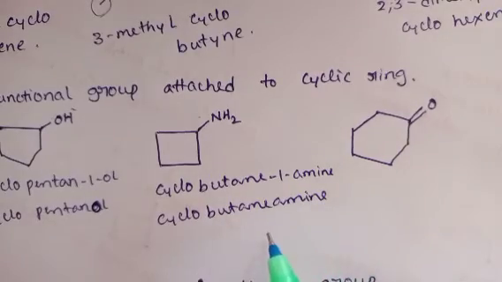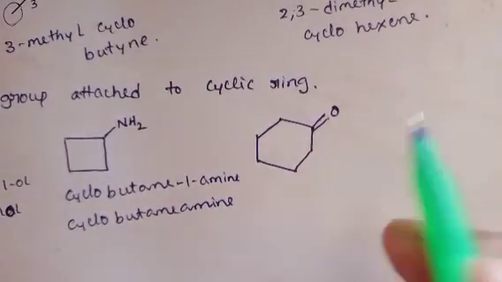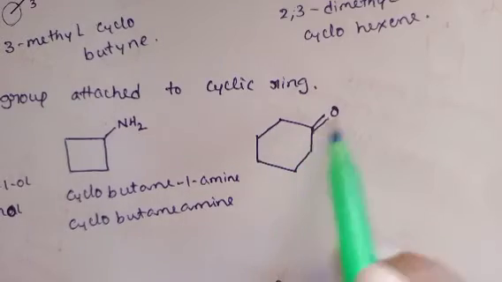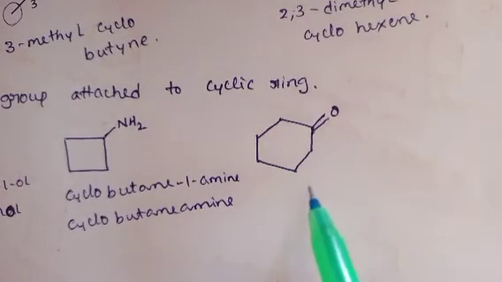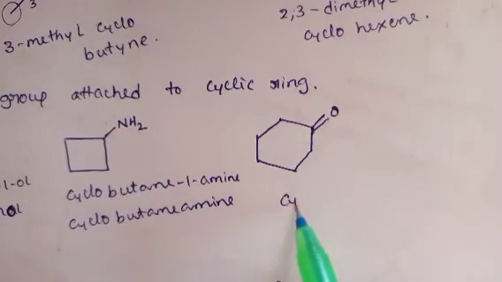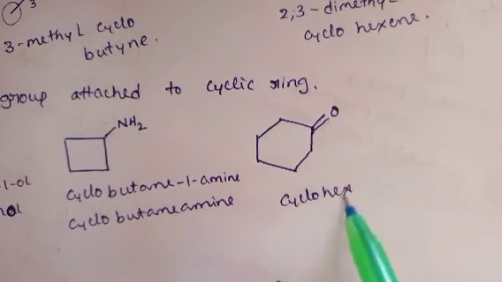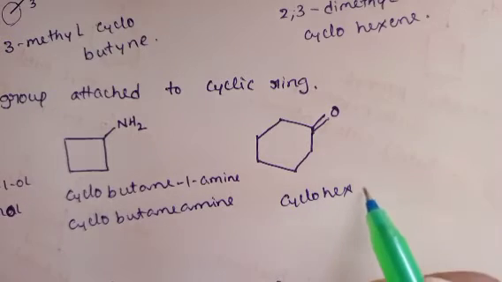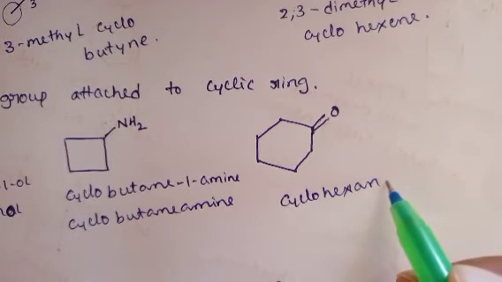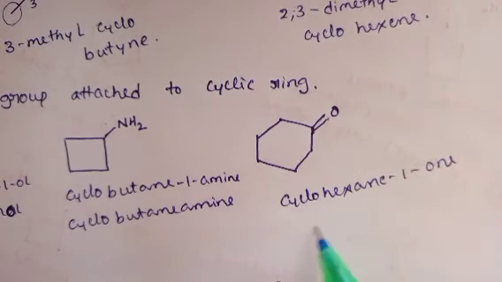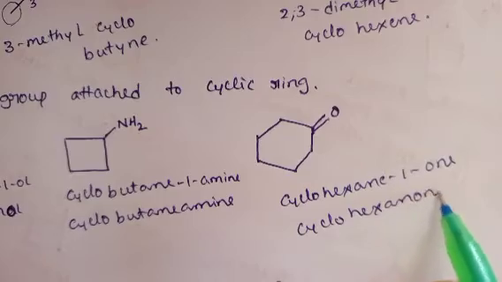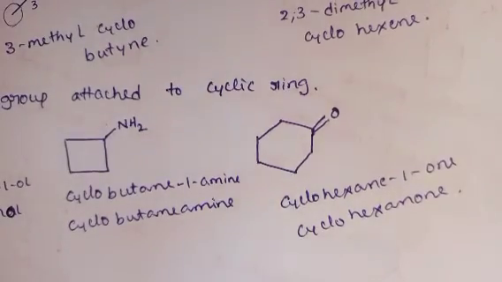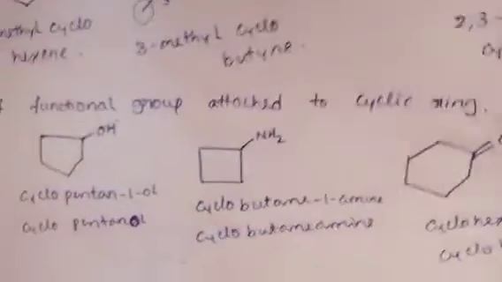Okay, third one, in this example, C double bond O is the functional group. No need to give the numbering because only one functional group is present. So cyclohexane, 1-one, or cyclohexanone. Okay, next one.